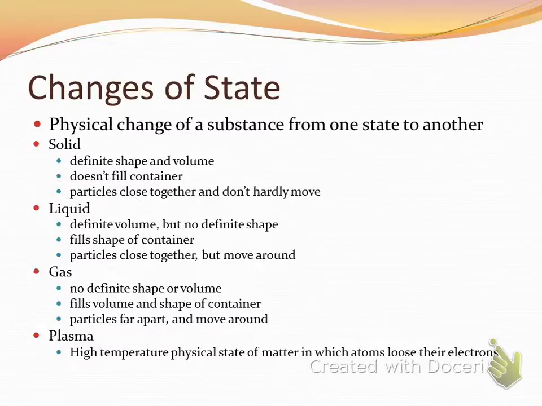High temperature physical state of matter. So we reach a temperature that's so hot that electrons just start to break down and break off. It doesn't happen that often because it's such a high temperature, but that's what happens at the plasma state. Okay, so we reach a temperature that's so high, our electrons start moving so quickly, they can't stay in balance, they can't stay in that orbit, and they start to disperse. Okay?